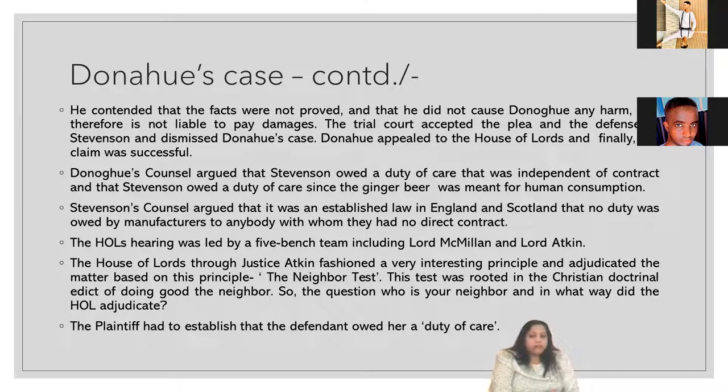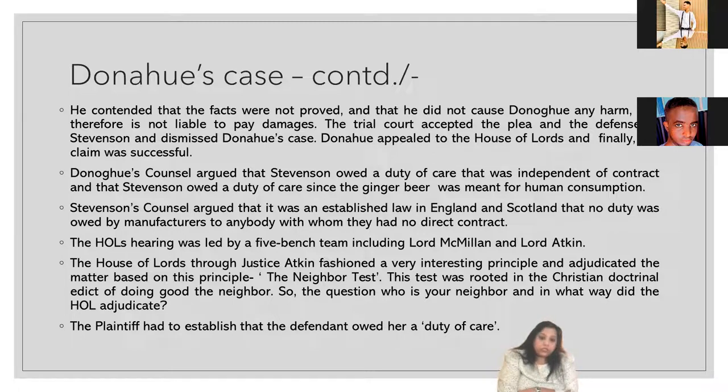Then Stevenson's counsel argued that it was an established law in England then, and even in Scotland, that no duty was owed by manufacturers to anybody with whom they had no direct contract. So that was a law that when there is no direct contract with the person, they are not liable to pay any amount or any compensation.